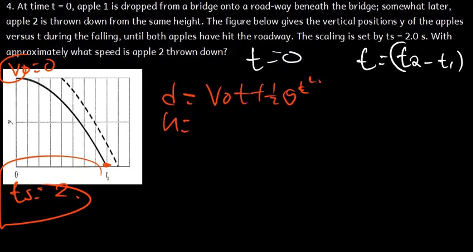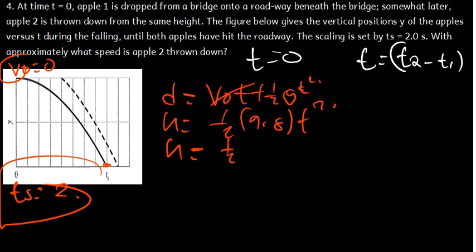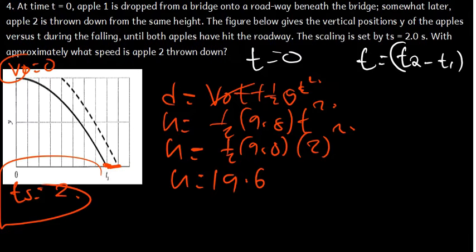The initial velocity is 0, so this is going to be cancelled. We're going to have half, then 9.8 times t squared. In this case we have the time, so h is equal to half 9.8. The time for it to reach down here was 2 seconds, so we square it. So 2 squared is 4 times 9.8, then divided by 2, which is 19.6. So this 19.6 is in meters now.